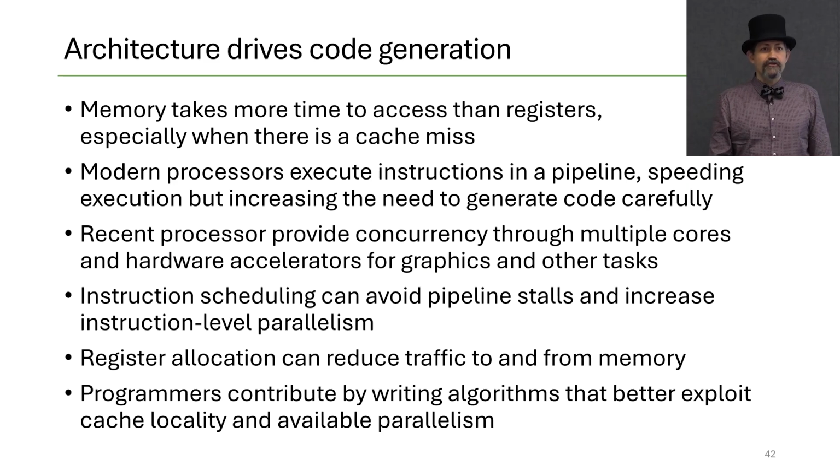Recent processors provide concurrency through multiple cores and hardware accelerators for graphics and other tasks. Instruction scheduling can avoid pipeline stalls and increase the instruction level parallelism, allowing programs to execute more efficiently. Register allocation is helpful as well because it can reduce traffic to and from memory. Programmers also contribute to efficient code by writing algorithms that can better exploit cache locality and the available parallelism that the hardware provides.